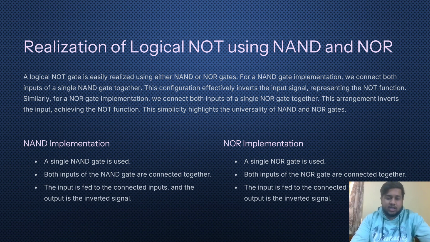NAND gate implementation: a single NAND gate is used. Both inputs of the NAND gate are connected together. The input is fed into the connected inputs and the output is the inverted signal. NOR implementation: a single NOR gate is used. Both inputs of the NOR gate are connected together. The input is fed to the connected inputs and the output is the inverted signal.